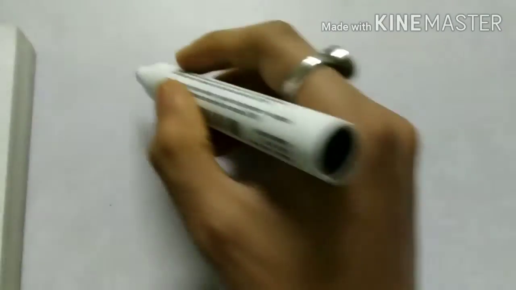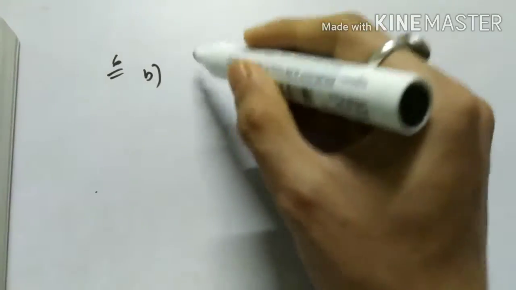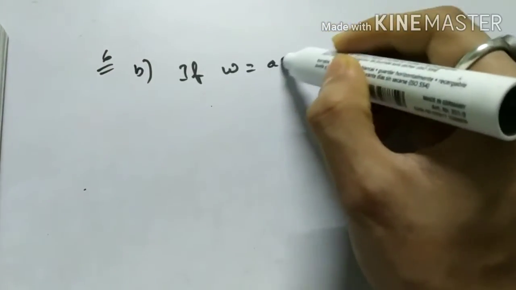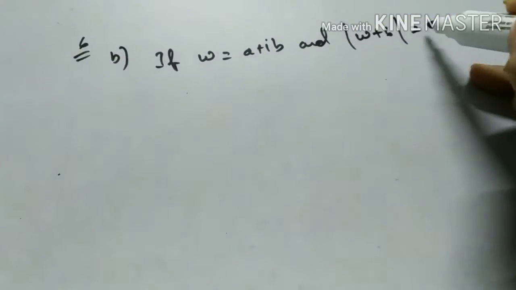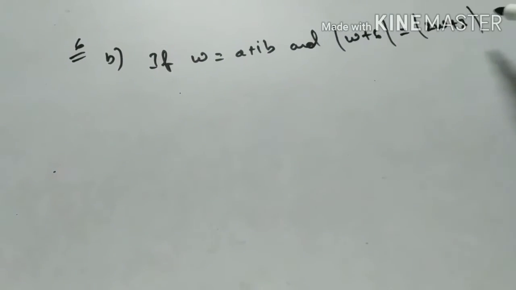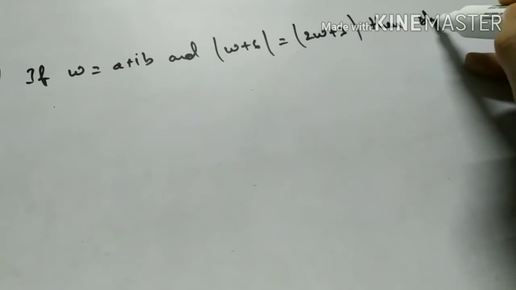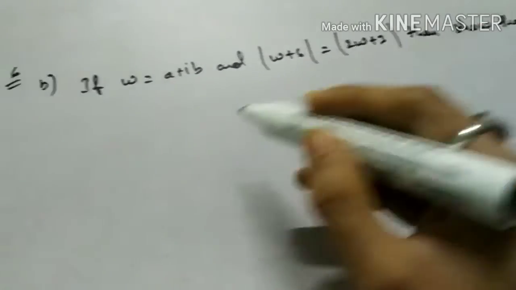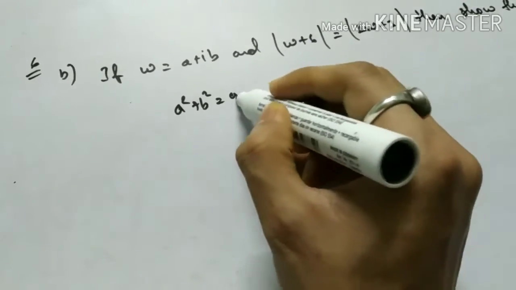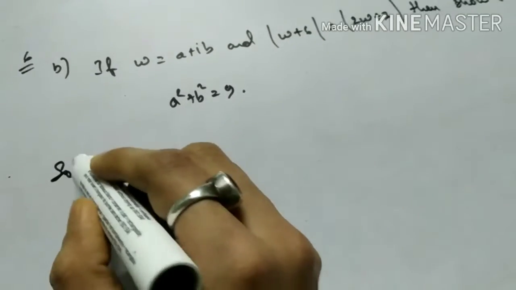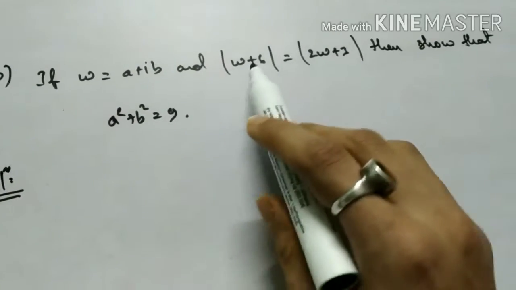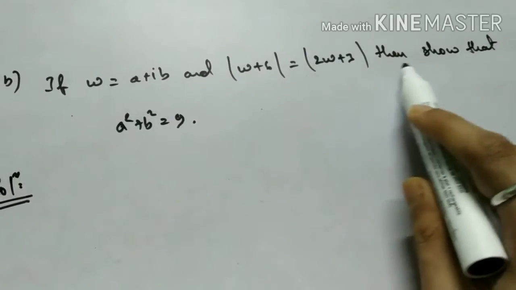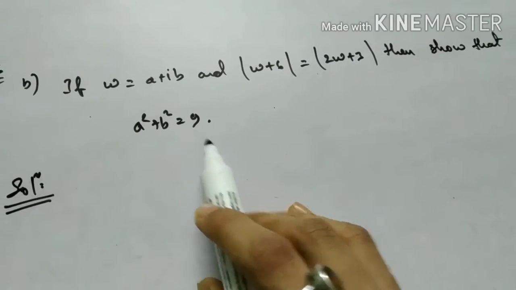Next we will go to number 6 part B. Number 6 part B says that if w is equal to a plus ib and modulus of w plus 6 is equal to modulus of 2w plus 3, then show that a square plus b square is equal to 9. So the solution here: w is equal to a plus ib and |w plus 6| is equal to |2w plus 3|, then show that a square plus b square is equal to 9.